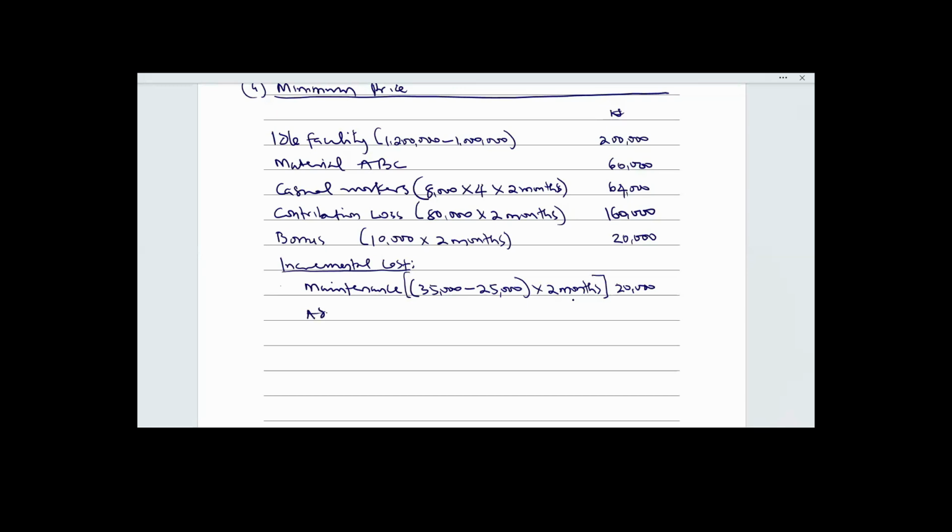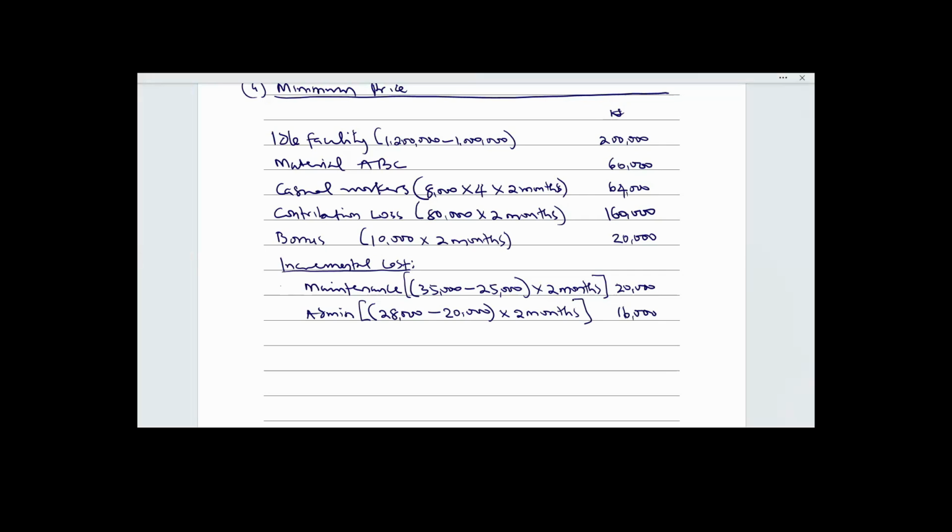Administration. Also, admin expenses have increased to 28,000 from 20,000. Multiply by 2 months. So here will be the difference of 8,000 naira multiplied by 2. That's 16,000. Let's go back to the question. So that's all.